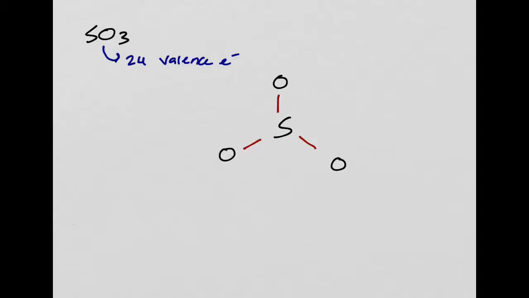Okay. I've already put down 1, 2, 3, 4, 5, 6 electrons. So I have 24 minus 6, which is 18 electrons left to account for. Each oxygen has 2 and needs 6 more.